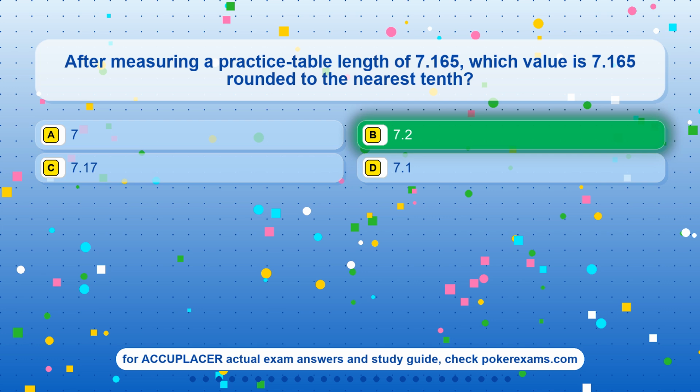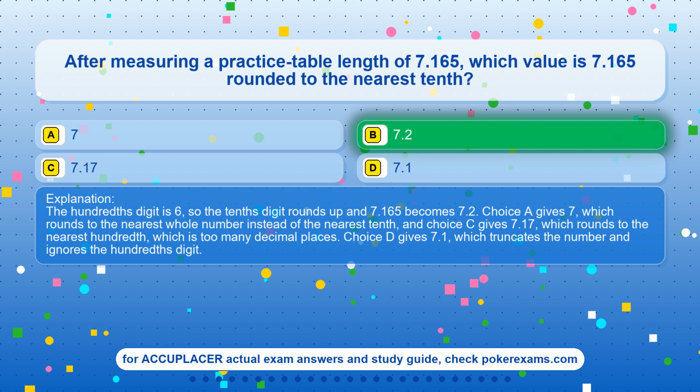The correct answer is option B, 7.2. The hundredths digit is 6, so the tenths digit rounds up and 7.165 becomes 7.2. Choice A gives 7, which rounds to the nearest whole number instead of the nearest tenth, and choice C gives 7.17, which rounds to the nearest hundredth, which is too many decimal places. Choice D gives 7.1, which truncates the number and ignores the hundredths digit.